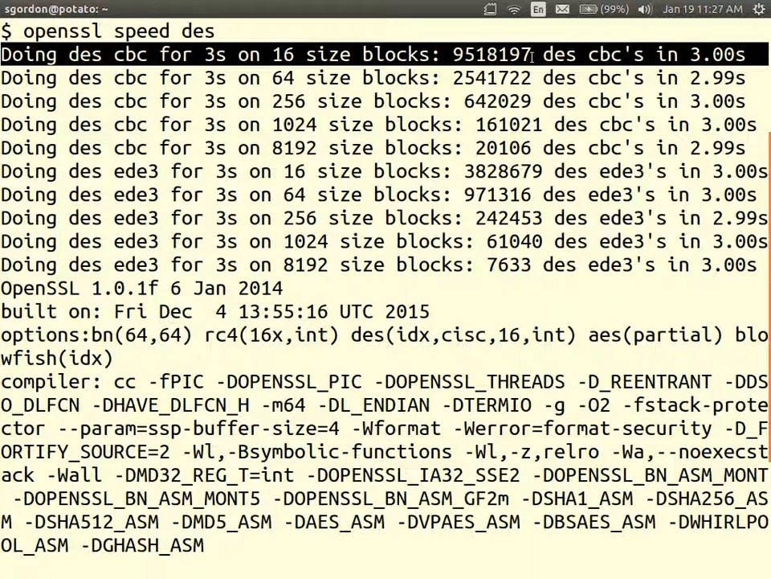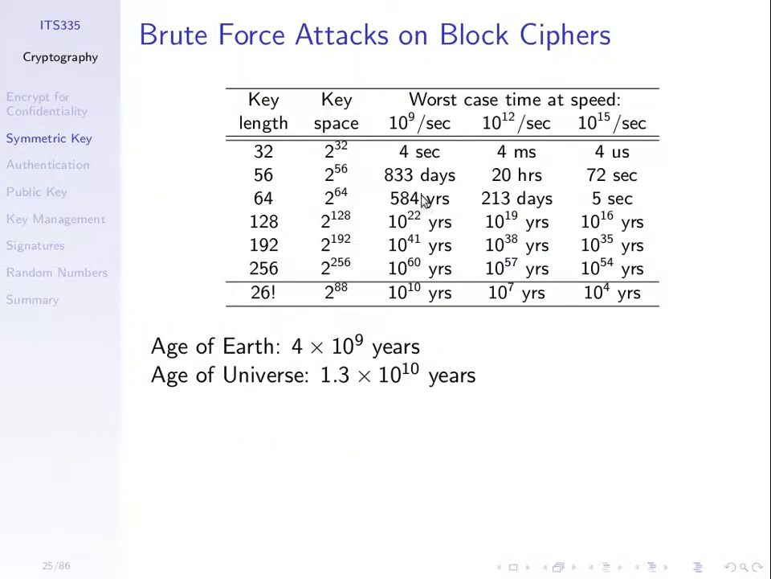So my computer was doing about 3 million operations per second. Not 3 billion, or 10 to the power of 9, but maybe about 10 to the power of 6. It varies a bit in different conditions, but approximately, in terms of this table, my computer is not 10 to the power of 9, it's 10 to the power of 6. It's 1,000 times slower than this.